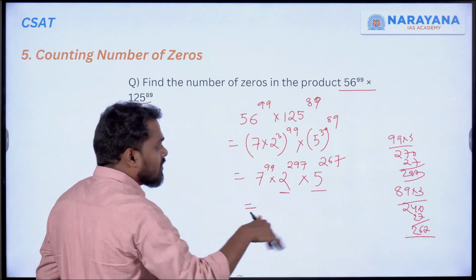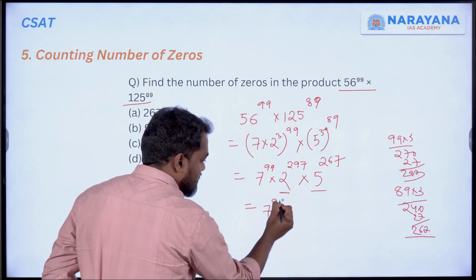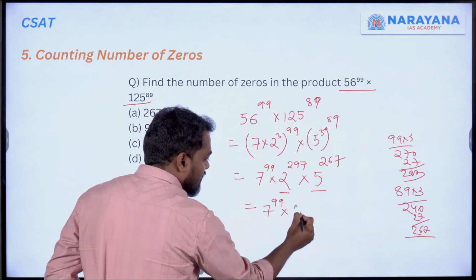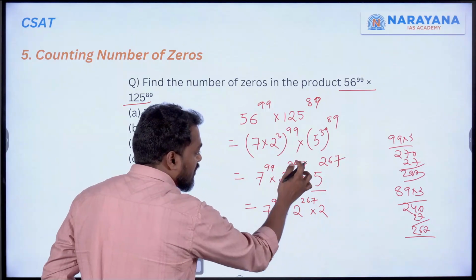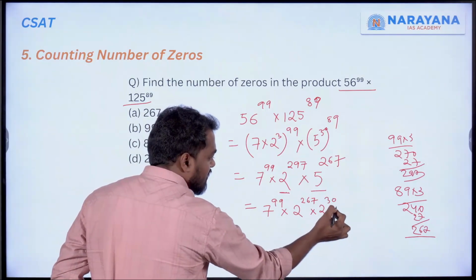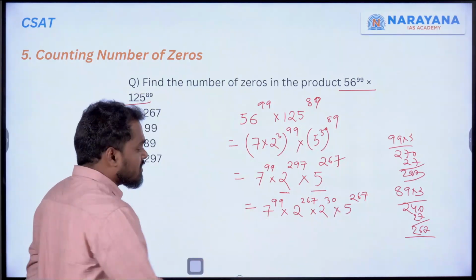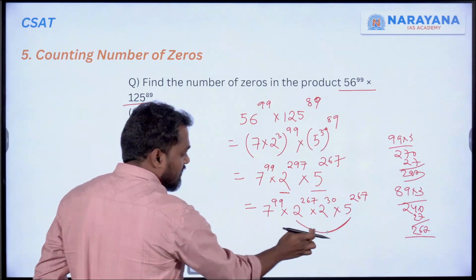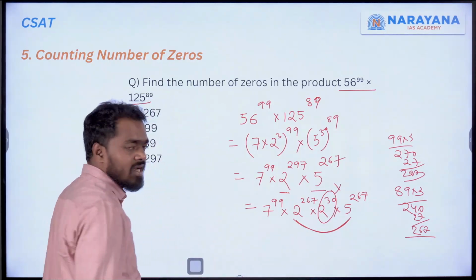You have to take out only 5 into 2 pairs. So this is nothing but 7 to the power 99. So this can be written as 2 to the power 267 into 2 to the power 97, since 297 minus 260 is nothing but 30, so this is 5 into 267. So these are the number of pairs, right? So this extra 2 to the power 30 doesn't matter to us.